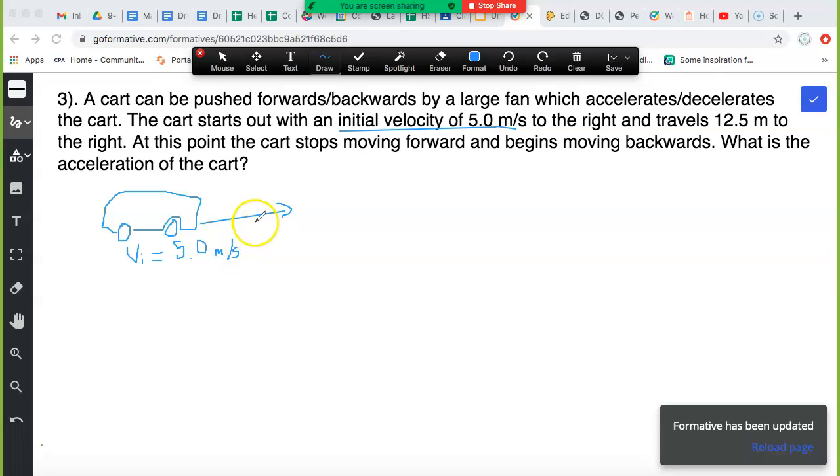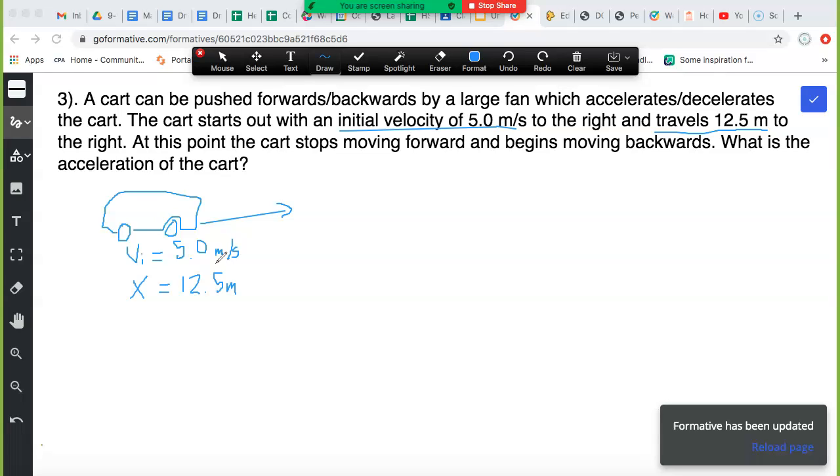We also know that it travels a total of 12.5 meters. Basically, I misspoke a little bit there. At 12.5 meters, the cart stops moving and it starts moving backwards.